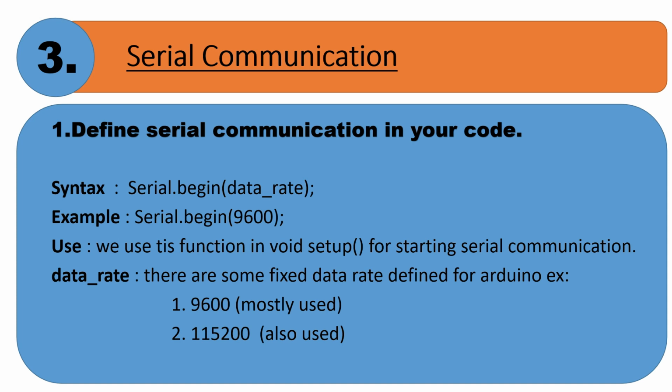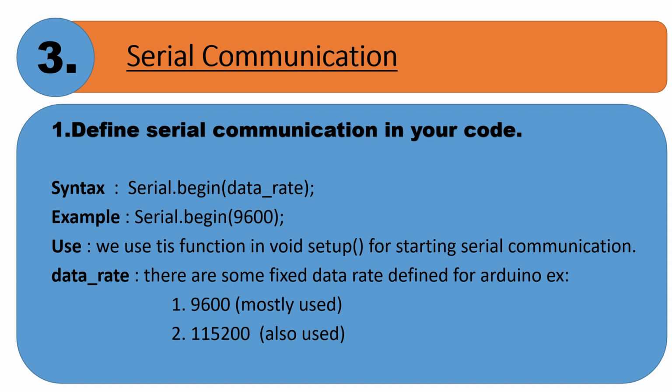So first we initialize serial communication in our code, and till this point we already know that in void setup we initialize all the things, meaning we tell what we are using in void setup only. Now here is its syntax: Serial.begin(data rate). Note that S is capital in Serial and the rest of the letters are lowercase.